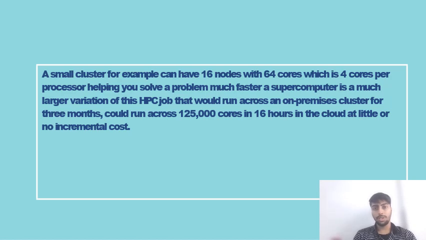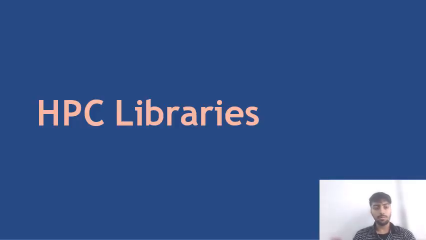A supercomputer is a much larger variation of this. An HPC job that would run on an on-premises cluster for 3 months could run across 125,000 cores in 16 hours in the cloud at little or no incremental cost.